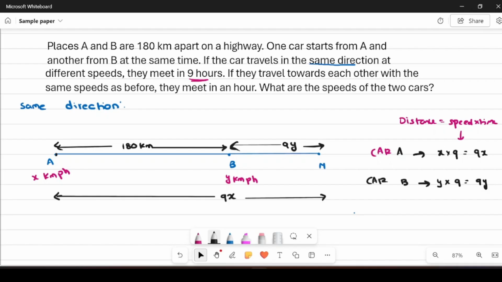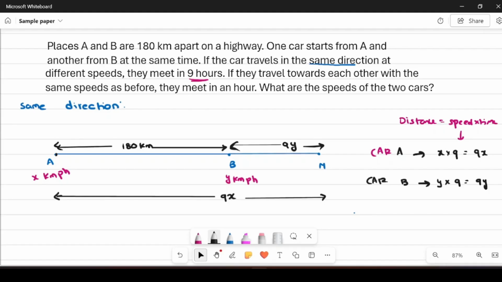So we are going to see the distance covered by A in order to reach point M. We know distance is equal to speed into time. Car A is traveling at x kilometers per hour, and the time taken is 9 hours. So car A has to travel 9x kilometers to reach point M. And car B, again speed into time, is going at y kilometers per hour and takes 9 hours to reach point M, so it will be 9y.